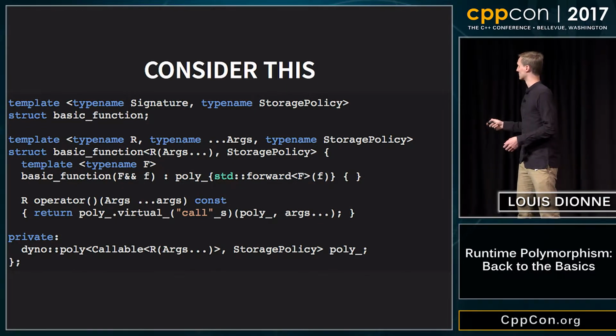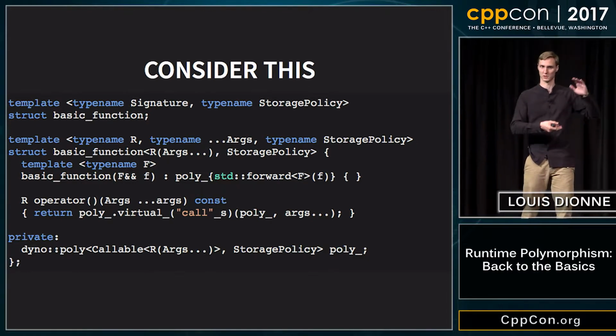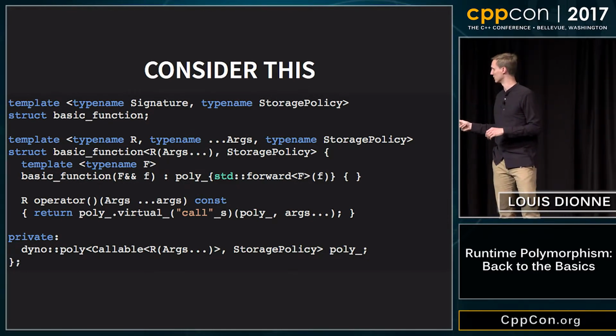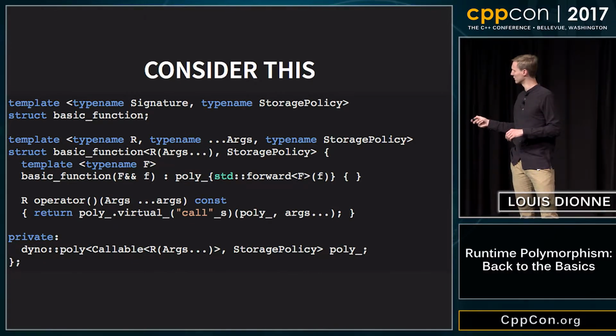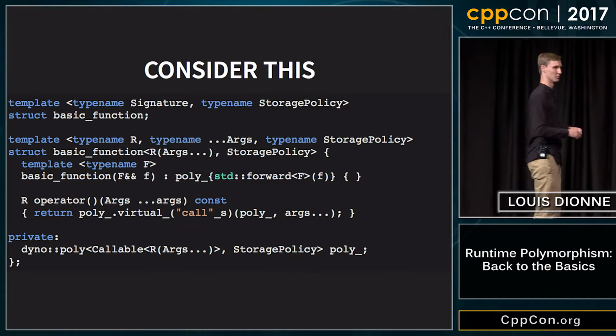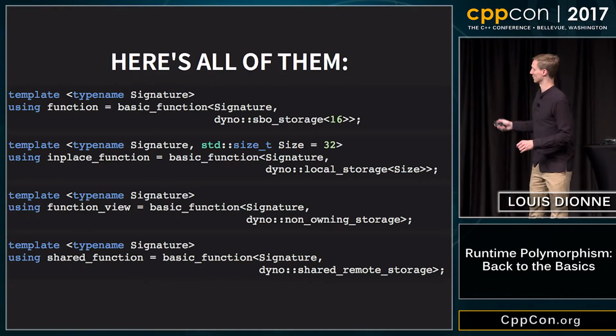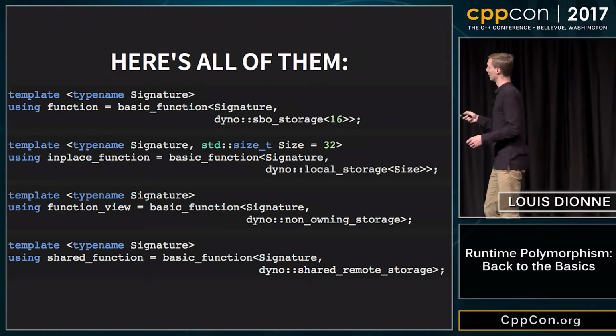And then imagine I have this callable interface, which I'm not going to show, but you define it. It's not too difficult to define. It's this little boilerplate that I showed before. So you define your callable interface, and then you just set the storage policy of the dyno poly. Imagine we have this. Then here's all of these three proposals, and actually more, implemented right here.